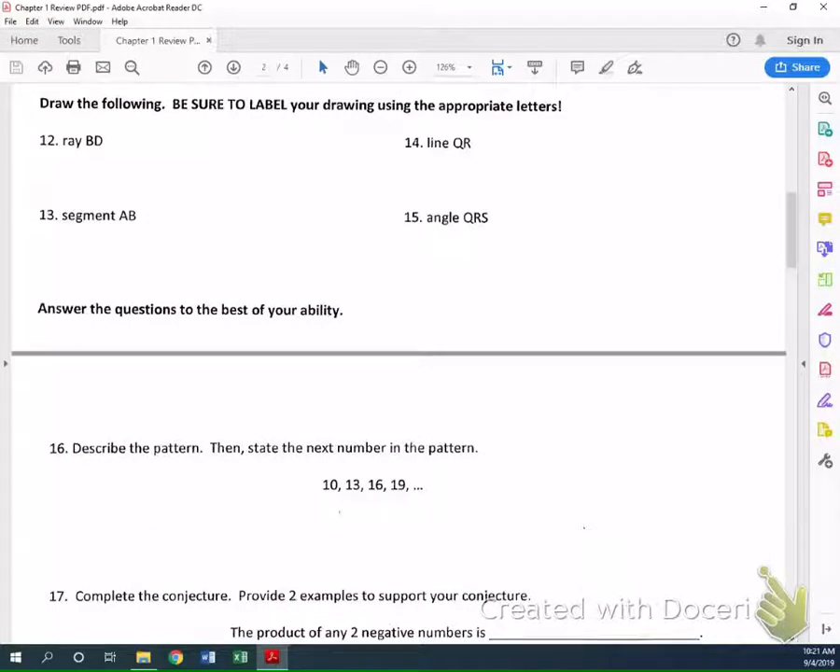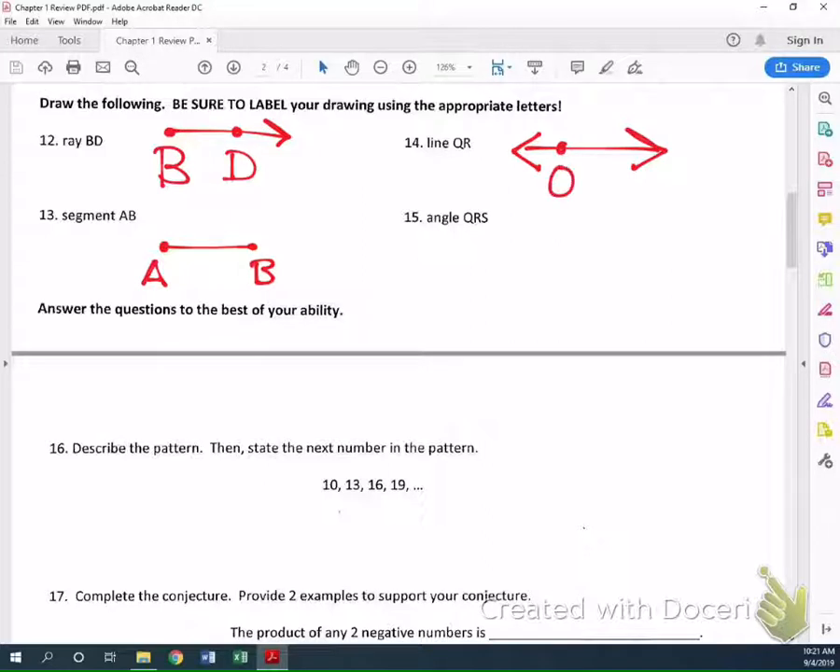All right, so the next number 12. If we want ray BD, what point does that ray start at? B, and then it goes through D. So D should be a point farther down on the ray. Rays have 1 arrow. Segment AB. Segments have no arrows. They start at one point, they end at the other. What about lines? They just keep going. So arrow on this side goes through those 2. So it goes through Q, goes through R.